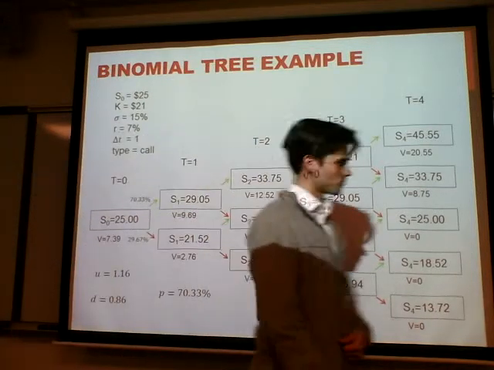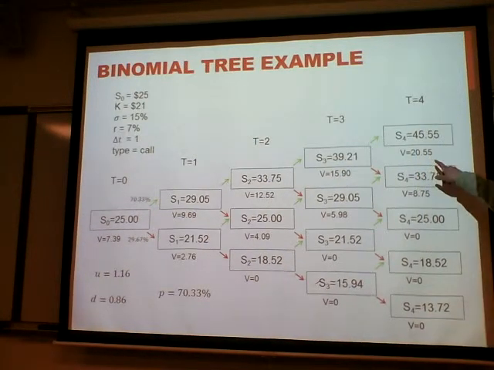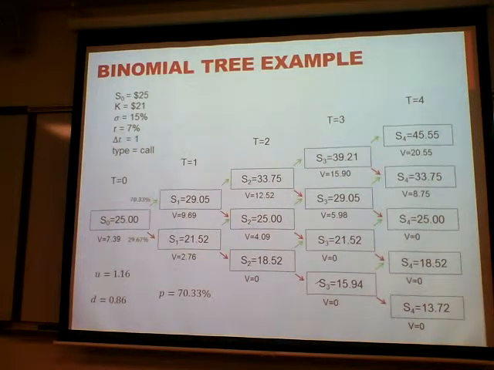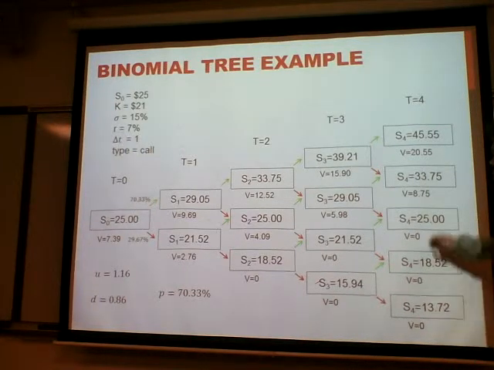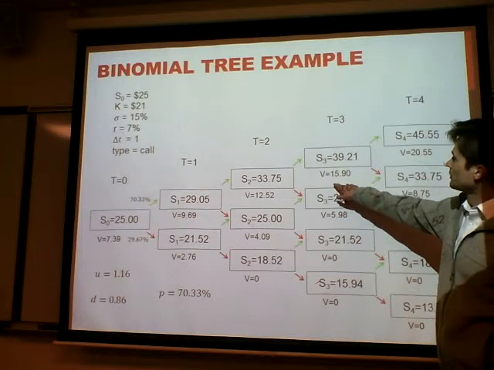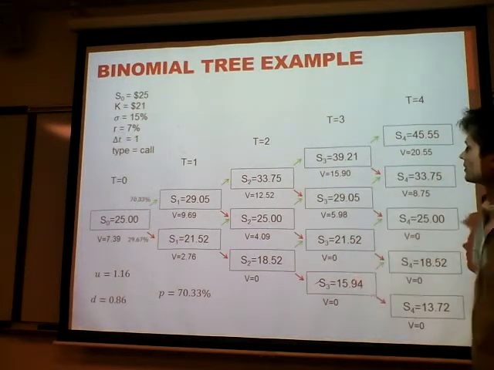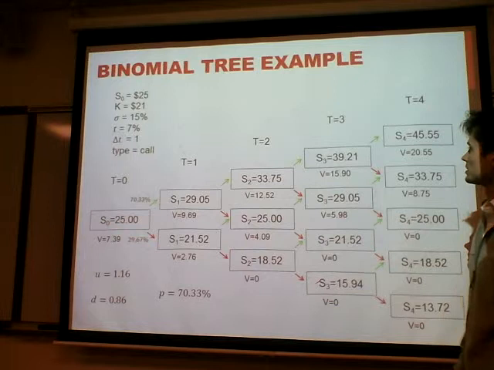Once we get to our final nodes, we're going to calculate our payoff. Our payoffs are going to be 20.55 for S4, and for this S4 right here, our payoff is going to be 8.75. Then we're going to use the function that was on the previous slide to calculate the value of the option at t equals 3.